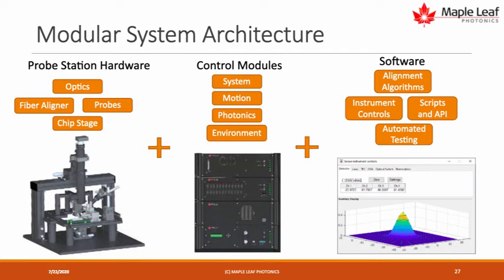And so this is all wrapped up in Maple Leaf Photonics software. It implements not only fast optical alignment algorithms and controlling instruments, it also offers scripts and an API for you to be able to set it up with your test environment and succeed with automated testing with scripts that you write and an environment that you already have in your lab. Optical equipment's expensive, and this approach allows you to take advantage of the infrastructure you already have.